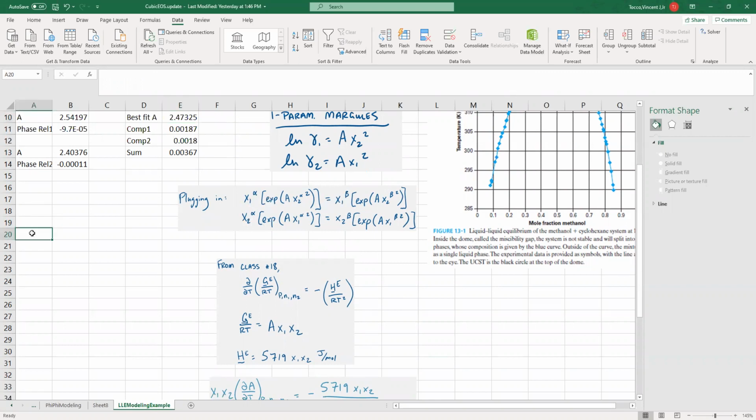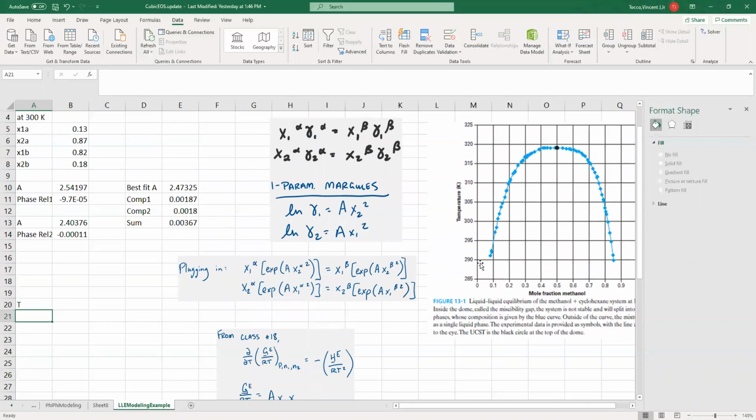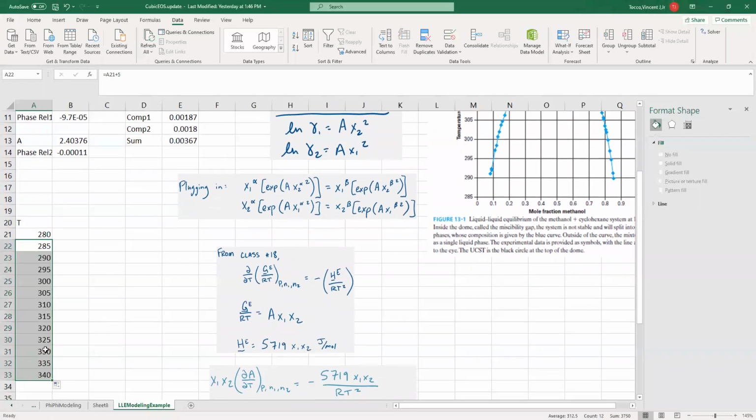Down here, I'm going to plot a range of temperatures. By looking at the plot, I know that my data should go from about 290 to 320. So I'm going to start a little bit less than that and see what happens. I'm going to say 280 and then increase by 5 every time, up until 320. Actually, I'm going to keep going and see what happens.